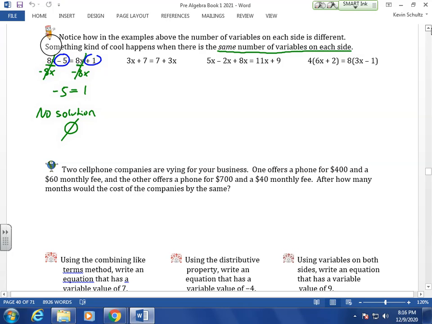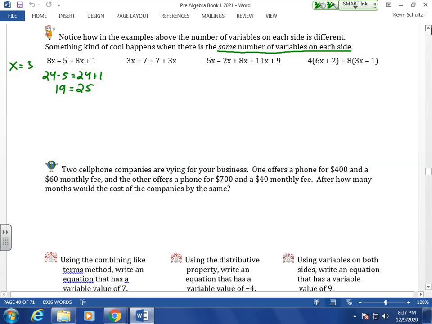Okay. Just to prove that to you here, let's pick a number for x. Let's say that x is 3. If we test x equals 3, well, 8 times 3 is 24 minus 5 equals 8 times 3, 24 plus 1. 24 minus 5 is 19. 24 plus 1 is 25. 19 is not equal to 25. That does not make the equation true.